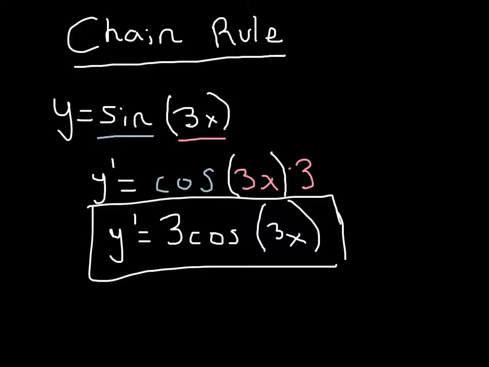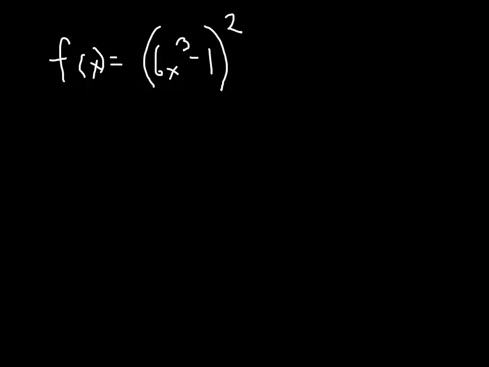So we will now move on to the second example. For this example, it's going to be a little bit harder. We're going to do f of x equals 6x cubed minus 1, squared. So we're going to have to take the derivative of this using the chain rule. As we did in example 1, we're going to color code each of these sections. We're going to make the parentheses red, and we're going to make the exponent blue.